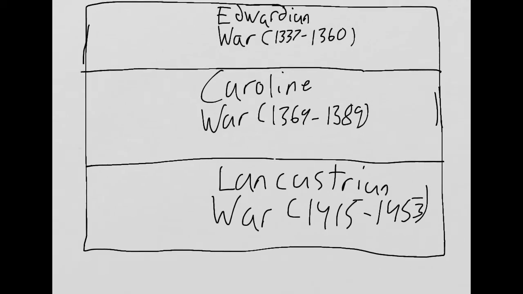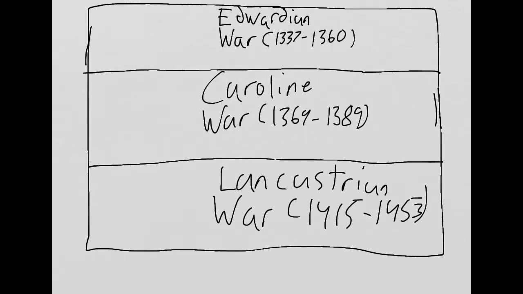Historians divide the 100 Years' War into 3 sections. These sections are the Edwardian War, the Caroline War, and the Lancastrian War. As we can see from this crude diagram, the 100 Years' War was not just one war, but rather multiple wars fought over the same reasons between the two same countries. Overall, the war was 116 years, making it the longest war in recorded history.